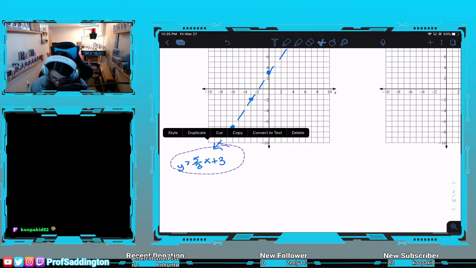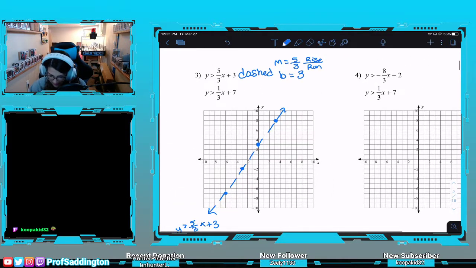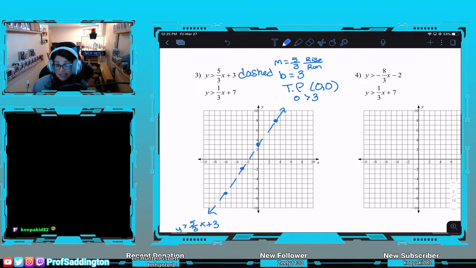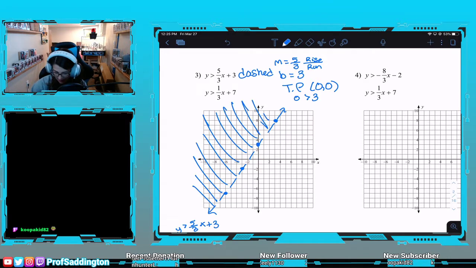Okay. So next we need to do our test point, not to be confused again with toilet paper. And it does not go through the origin, so winner, winner, chicken dinner there. So again, we're doing this for the top line. If I plug in 0 for x and 0 for y, I get 0 is greater than 3. Is that a true statement? Nope, it is false. So I'm going to shade away from that point. That did not work. So shade away, away, away we go.